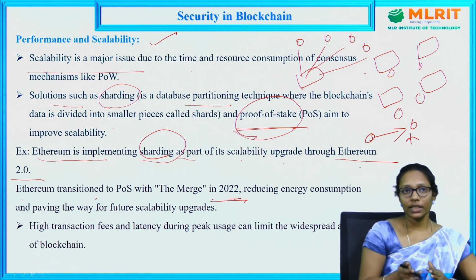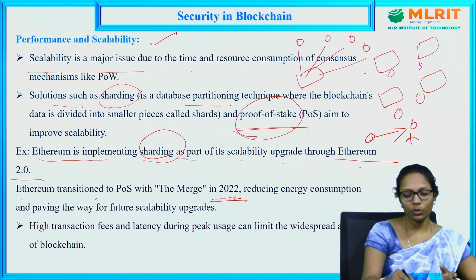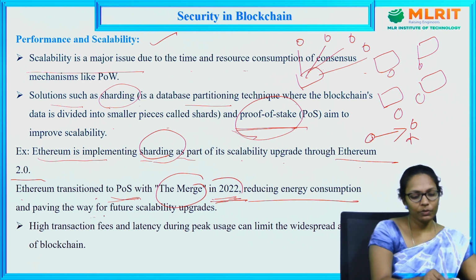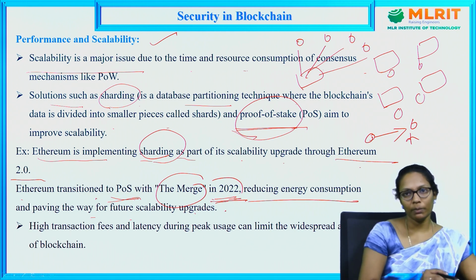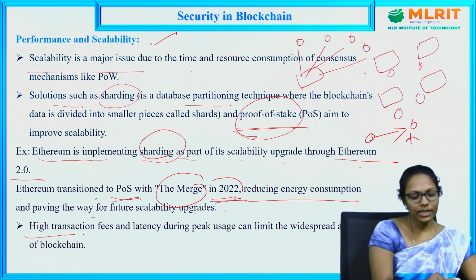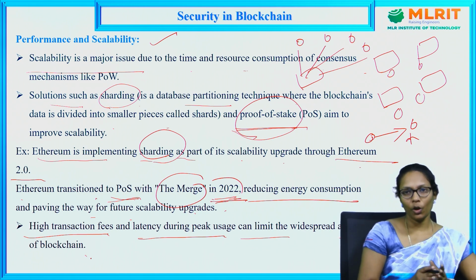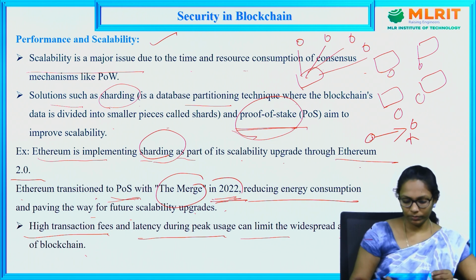So previously Ethereum was using POW only, proof of work only, but in 2022 the version merged. So it is using proof of stake, reducing the energy consumption and paving the way for future scalability upgrades. So using this POS, proof of stake, we can reduce the scalability issues. High transaction fees and latency during peak usage can limit the widespread adoption of blockchain. So if we have multiple drawbacks with the blockchain, then people will not prefer to use it.